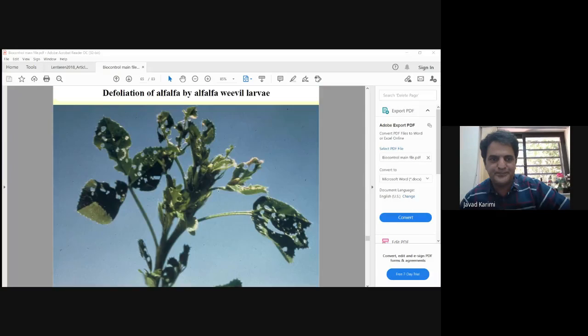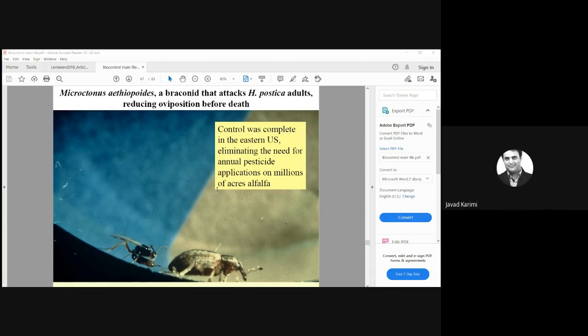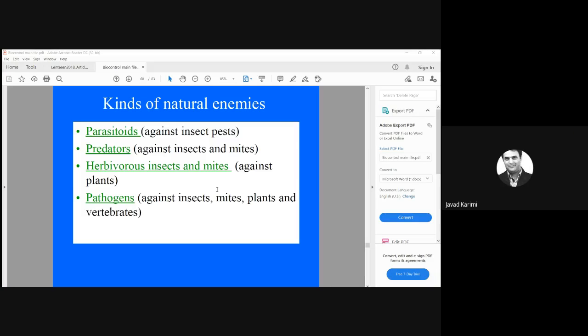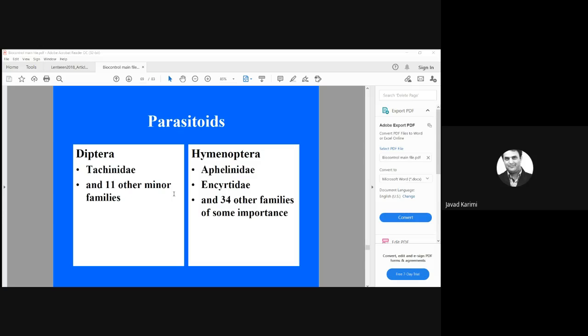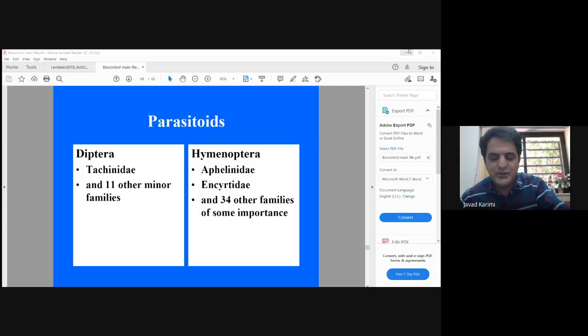This is another example, and this is another example. I want to reach the main kinds of natural enemies, as I said: parasitoid, predator, herbivore, and pathogen. As I said, these are the main groups and main types of insect natural enemy. So I want to have a short break, and after 5 minutes start again.